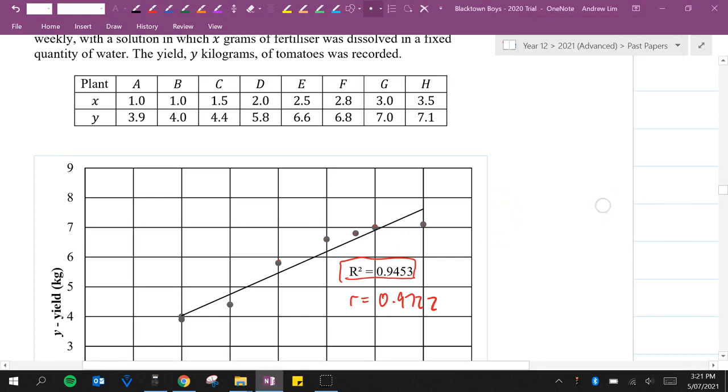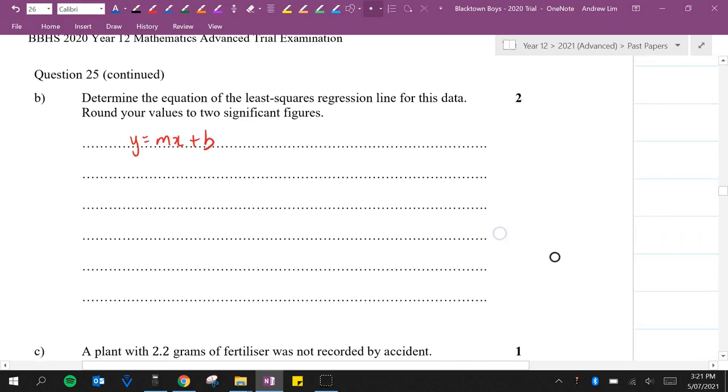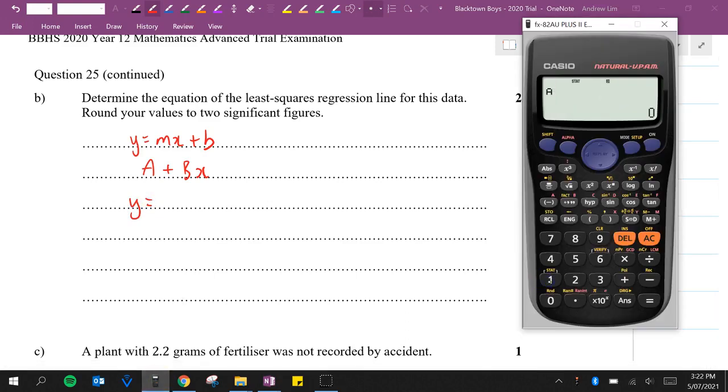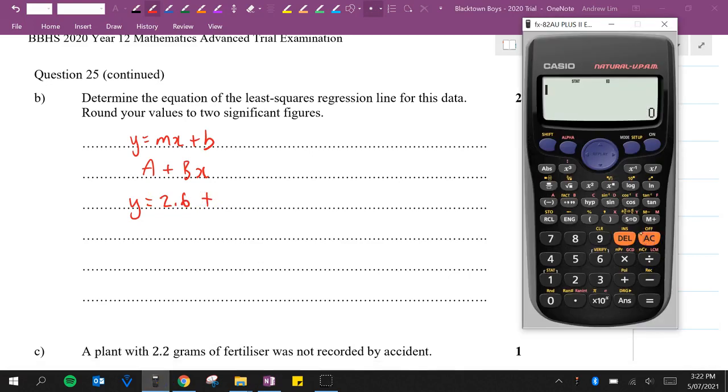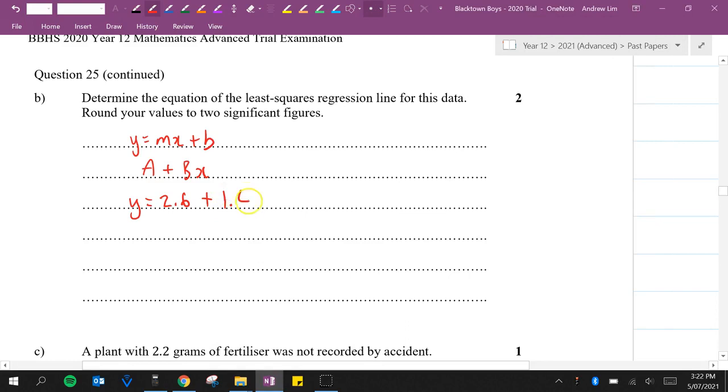Alright. According to our calculator, it's A plus BX. So let's see what A is equal to. 2.592. Now this is the two significant figures, so I'm going to say 2.6. 2.6 plus B is 1.4, and then I need my X.